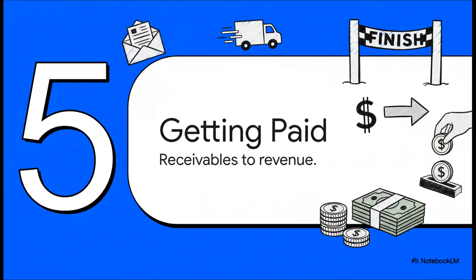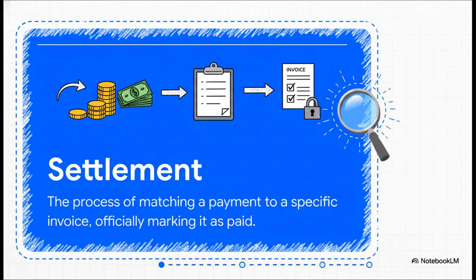Okay, here we are. This is the finish line, at least for the forward part of our journey. The product's delivered, the bill's been sent, and now the payment arrives. This is the magic moment, where that accounts receivable on your books turns into actual, real cash in the bank. And the key word for this step is settlement. It sounds official, and it is. It's the final act in the accounting play. See, you don't just say, hey, we got some money. You have to specifically match that payment to the exact invoice it's meant for. That's settlement, and that's what officially closes the loop and lets you mark that invoice as paid.